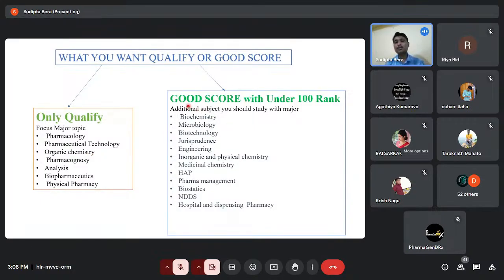And if you want a good score, under 100 rank, then focus on major topics as well as minor topics. Biochemistry, microbiology, biotechnology, jurisprudence, pharmaceutical engineering, inorganic chemistry, organic chemistry, medicinal chemistry, HAP, pharmaceutical management. Some questions related to management are sometimes asked. NIPER also asks pharmaceutical management.